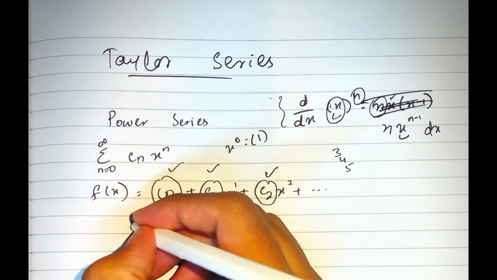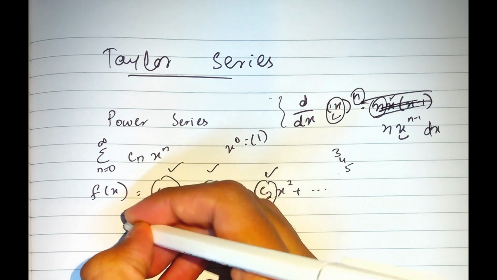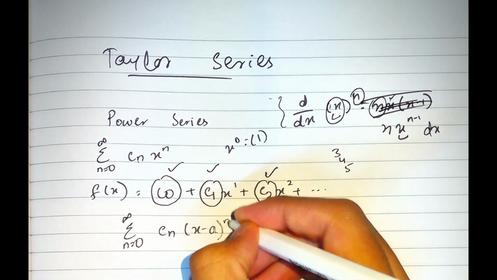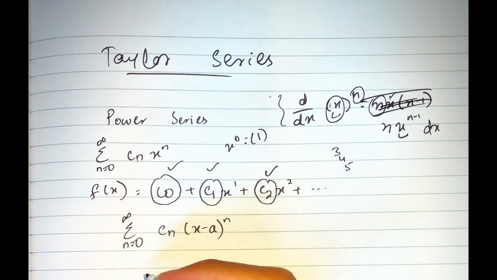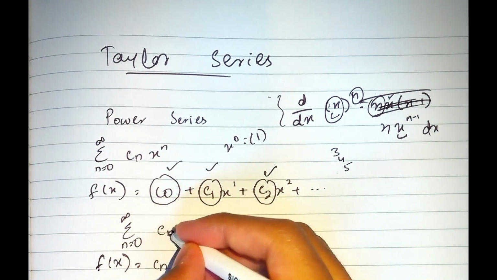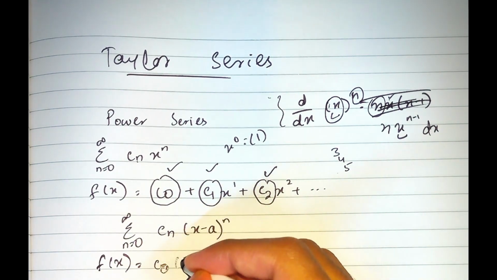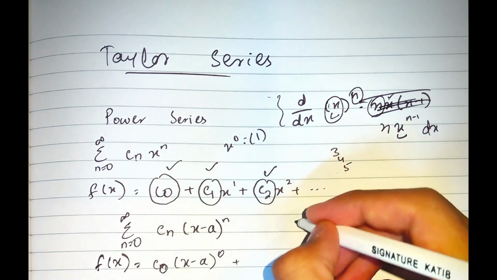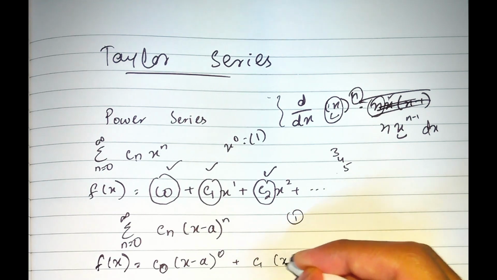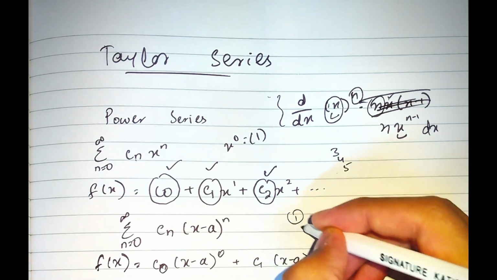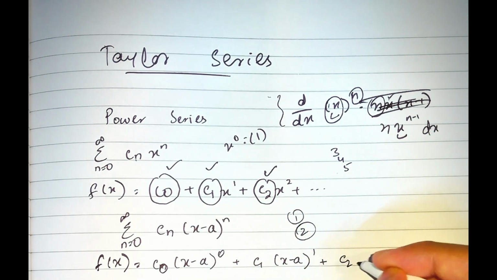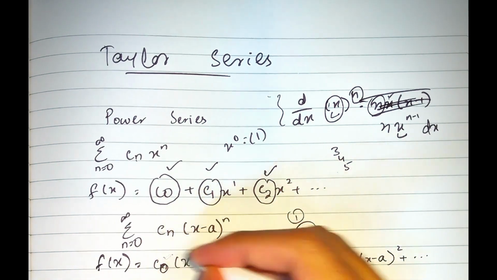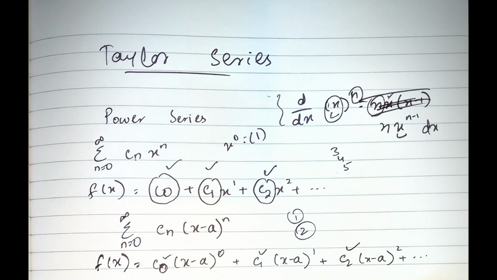So let's take a simple function which starts from 0 and goes on till infinity, having a constant c_n (x minus a)^n. Of course, the expansion of this function can be written as follows. First we put n as 0, so c0 (x minus a)^0 plus, then n equal to 1, so c1 (x minus a)^1. Then n equal to 2, so c2 (x minus a)^2, and this goes on till infinity.